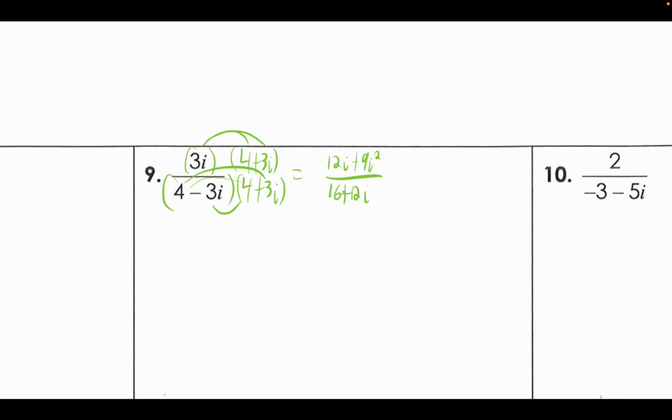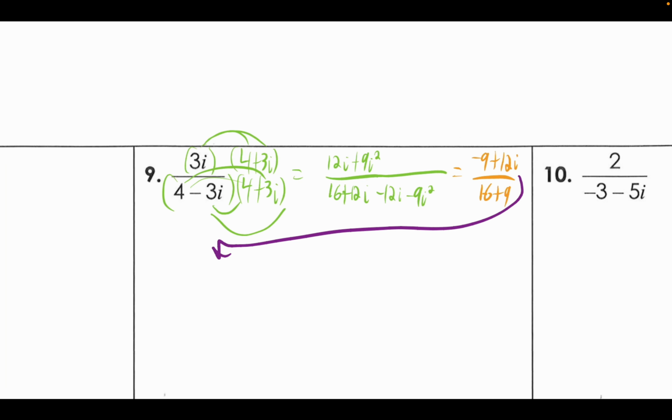On the bottom, negative 3i times 4 is negative 12i, and negative 3i times 3i is negative 9i squared. So on the top, this is really negative 9 plus 12i. On the bottom, it's really 16 plus 9. Over here, I'm going to then add those on the bottom and get 25. This does not reduce. 9 does not reduce with 25. 12 does not reduce with 25. So we're done. If you wanted to split each fraction and then try to individually reduce, you could, but we notice once again that nothing reduces here.